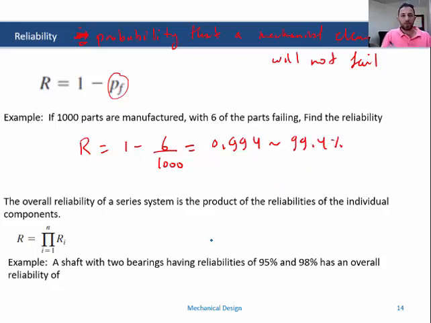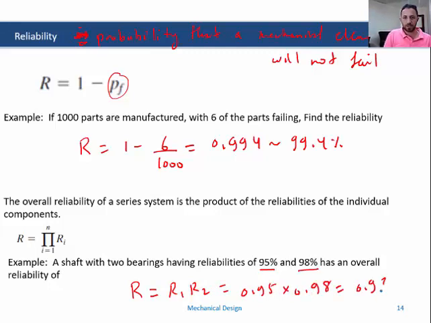which is approximately 99.4%. If you have different components in the system and you want to find the total reliability of the system, then simply you multiply the reliability of each component. So if you have a shaft and a bearing with a reliability of 95% and one with 98%, you want to find the total reliability, just multiply those two reliabilities together, R1 times R2, which is 0.95 times 0.98, which is equal to 0.93, with a total reliability of 93%.